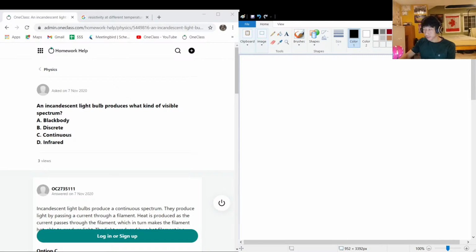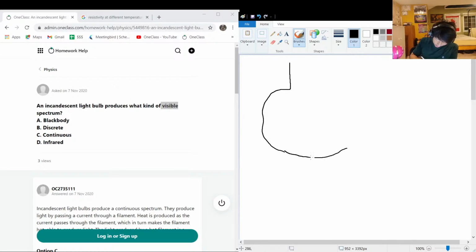Okay, so the next question that we got on the menu today is asking us, an incandescent light bulb produces what type of visible spectrum? Okay, so what is an incandescent light bulb? An incandescent light bulb is one of these classic light bulbs.